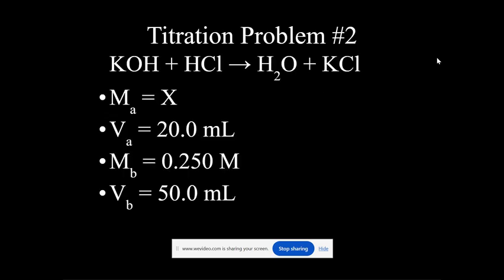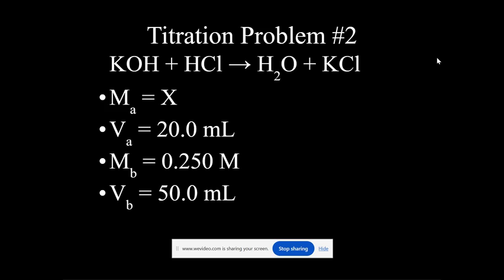Okay, so again, here's what we would write out. So Ma is the molarity of the acid. We don't know that. We're going to call that X. Va is the volume of the acid, and that was already given to us, 20 milliliters. And then the molarity of the base, we already know that. That was given to us. There's probably a bottle, and it says 0.25 on it. So we know the molarity. And then the volume of the base is 50 milliliters.